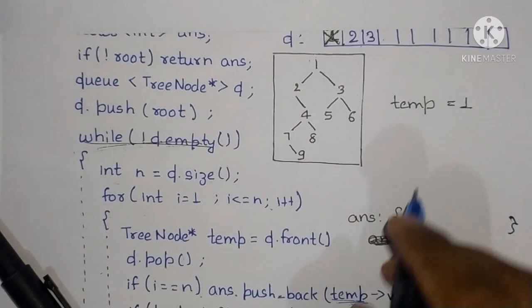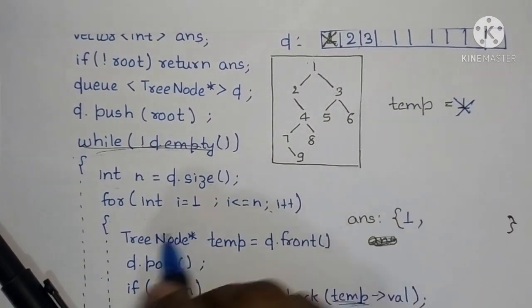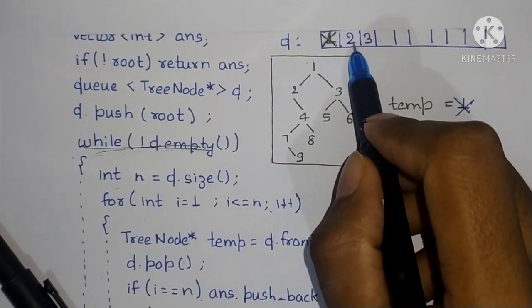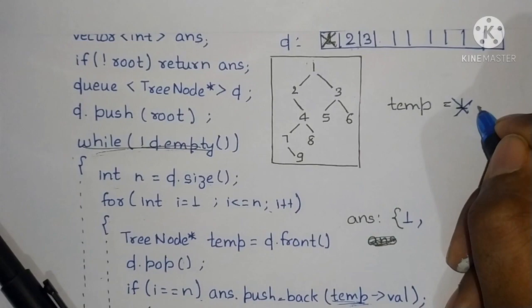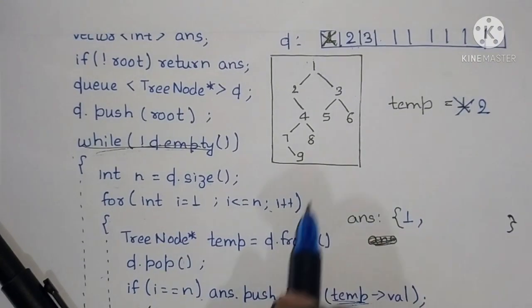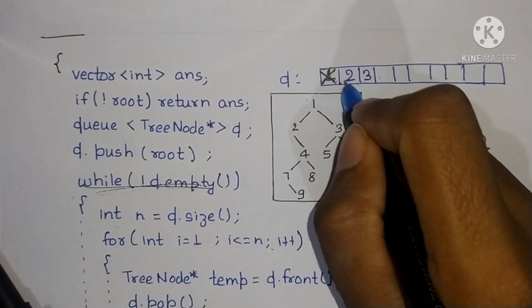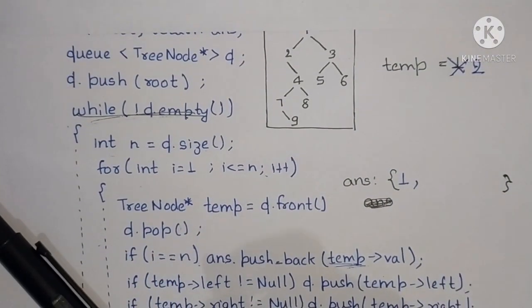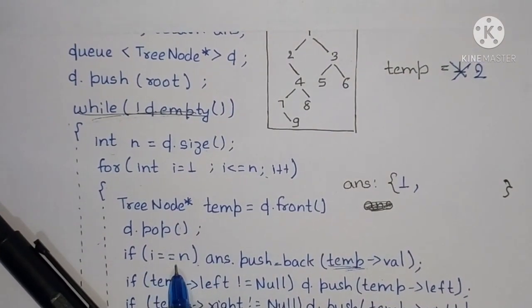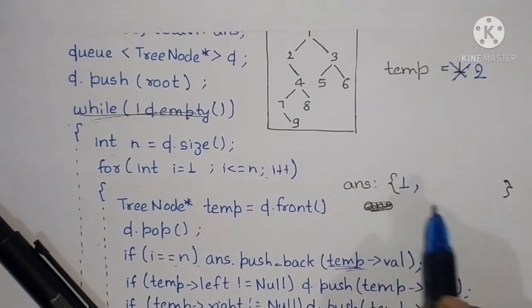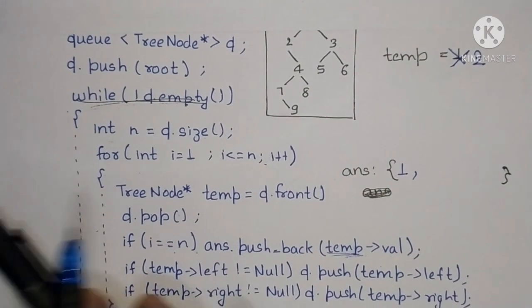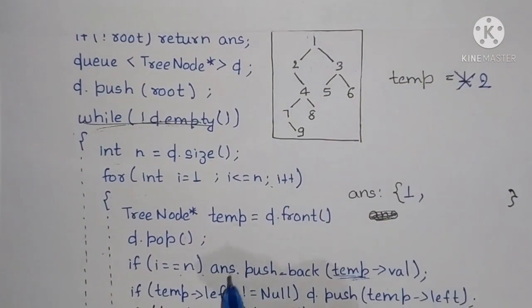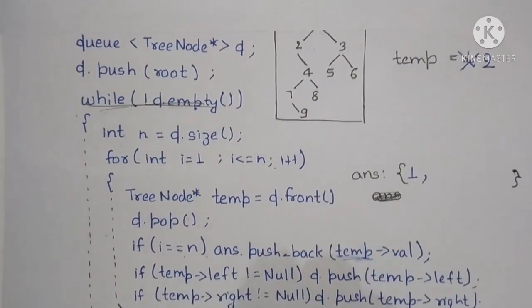When i equals 1, the temp value will be the front of the queue, which is 2. So temp is 2 now, and then we pop this 2 from the queue. Now i is 1 but n is 2, so i is not equal to n, and this temp will not be pushed into the answer. Then we check whether the current node, that is 2, has any left child or right child or not.